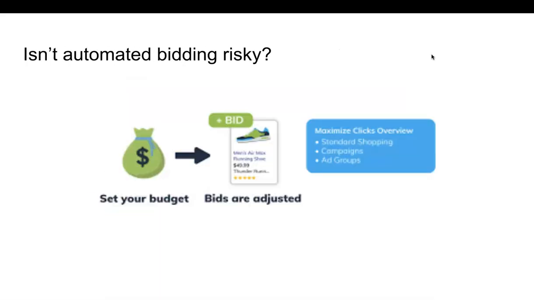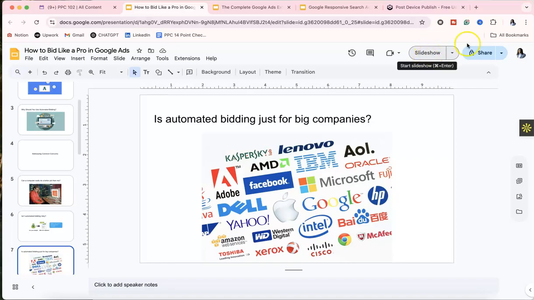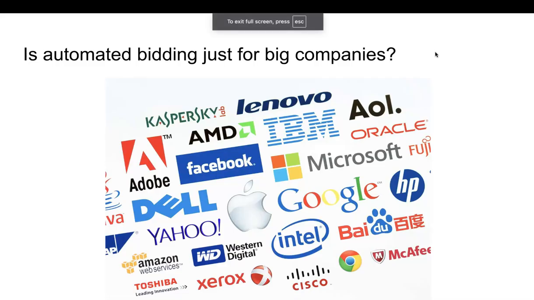Okay, and then I do want to answer this question. I realize I didn't answer that question: is automated bidding just for big companies? And no, it's really for all companies, broad, global, local. It can really help any size budget.